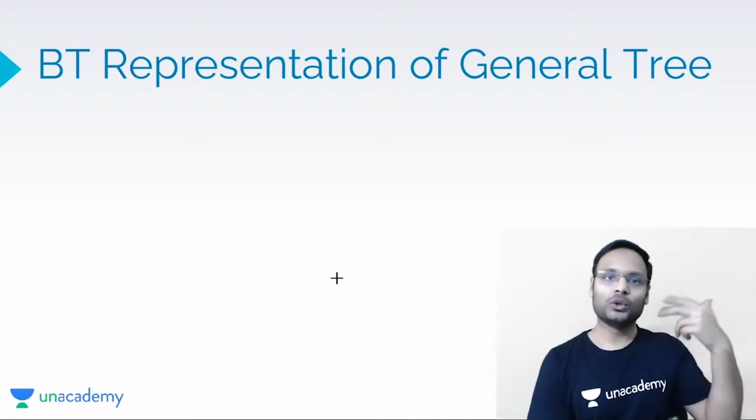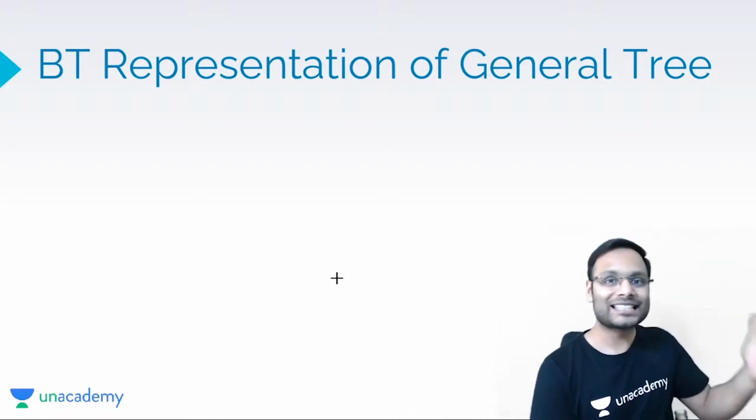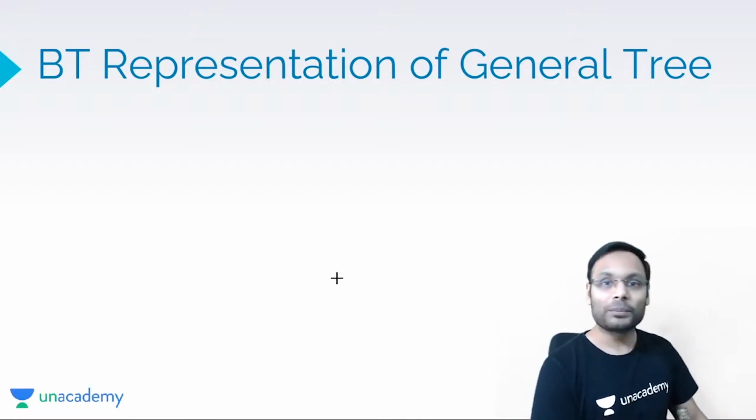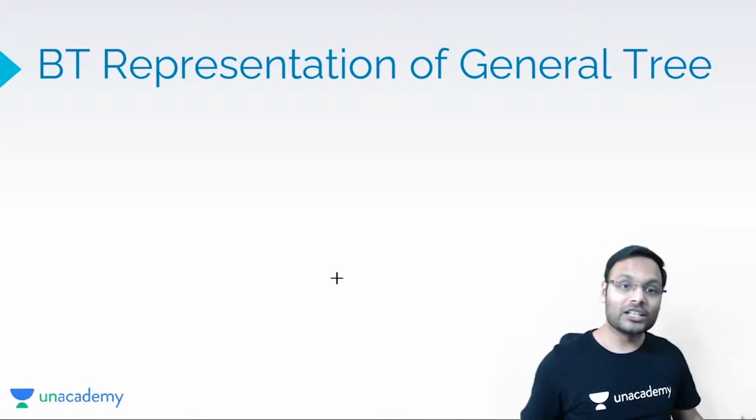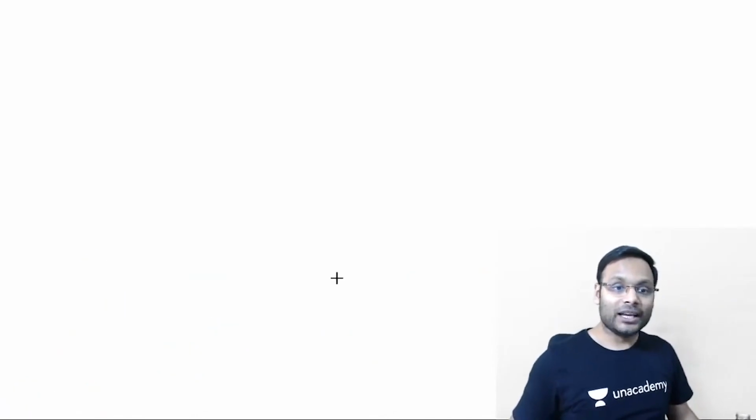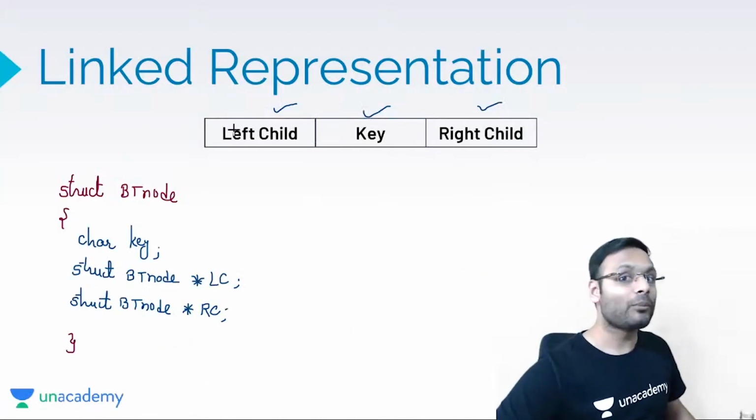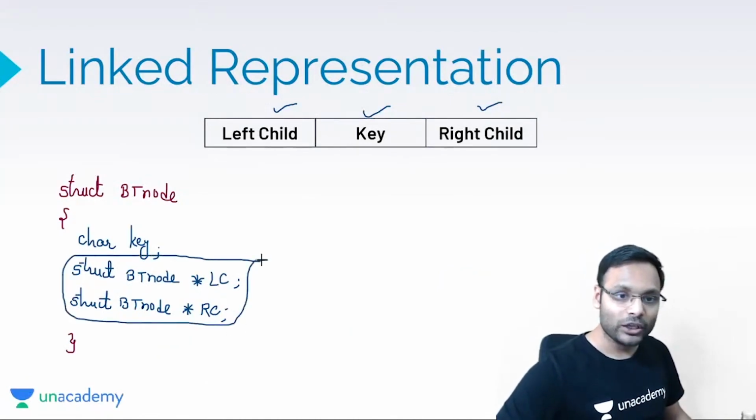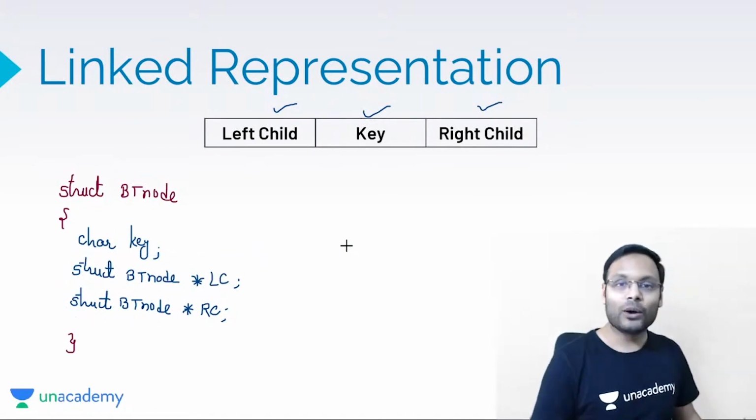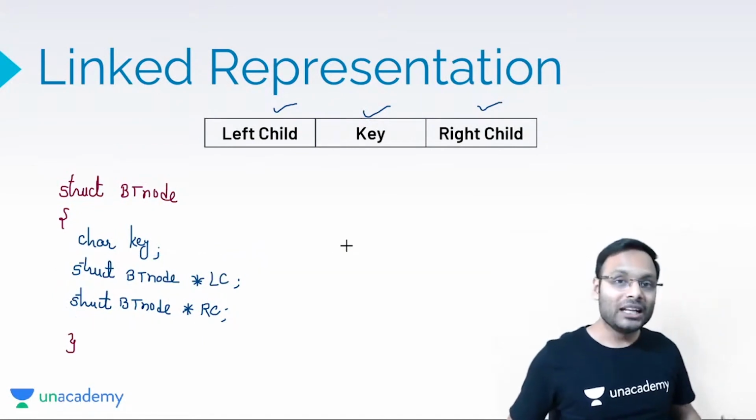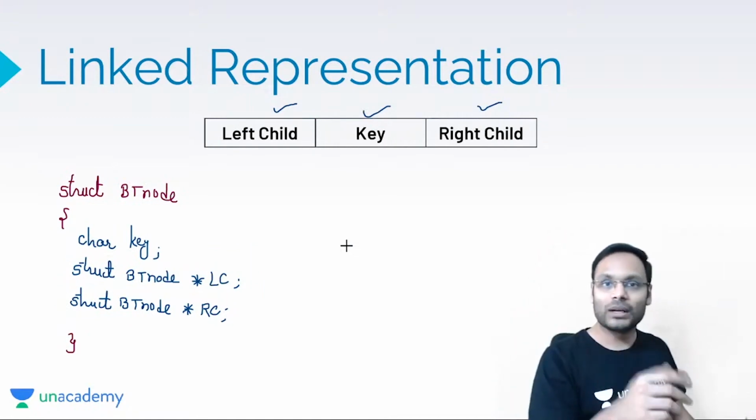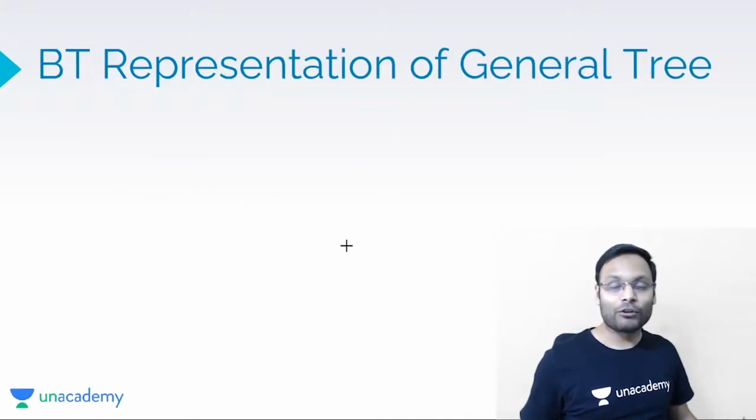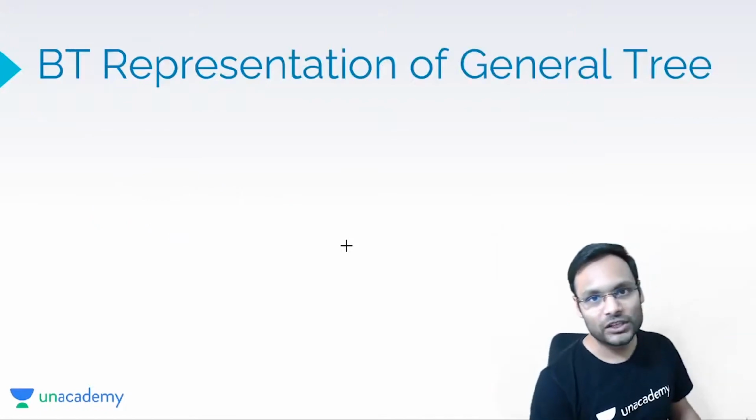It can have 1 child, 2, 3, 4, 5, 6, 7, 15, 20. A node can have 100 children also. So how do we represent that in a linked representation? It is difficult. Why? In a binary tree we know every node can have a maximum of 2 children, so each node is created with only 2 pointers. But if we have 2, 3, 5, 10, an unlimited number of children, how many pointers will you create? You don't know. So we cannot have such a linked representation of a general tree.